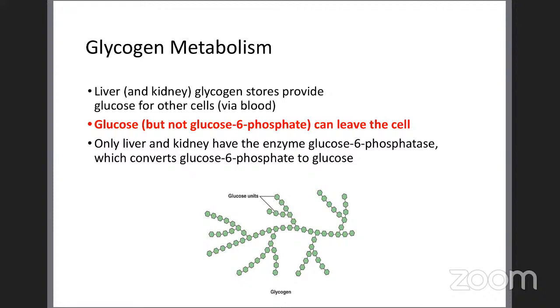Now, glucose can leave a cell, but as we break apart glycogen, that's actually not the first thing we get. As we break apart that glycogen, we're going to see this molecule, glucose 6-phosphate. Glucose 6-phosphate can be converted into glucose, but only the liver and the kidney have the necessary enzyme to do that. So that's why we're seeing glycogen pulled apart in the liver and the kidneys, because they have that enzyme that's going to be able to turn it into glucose and migrate it into the blood.